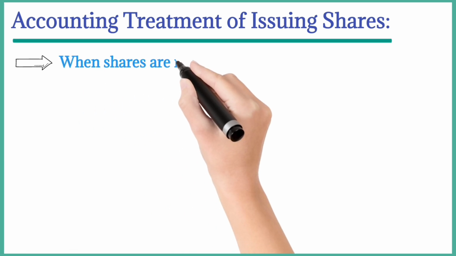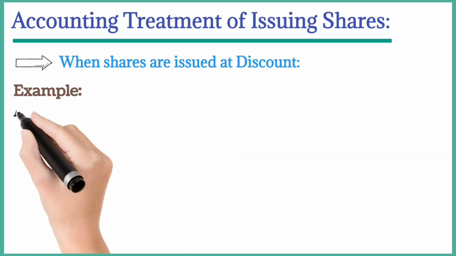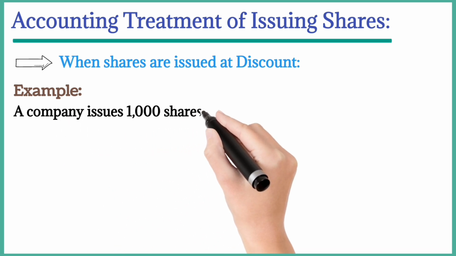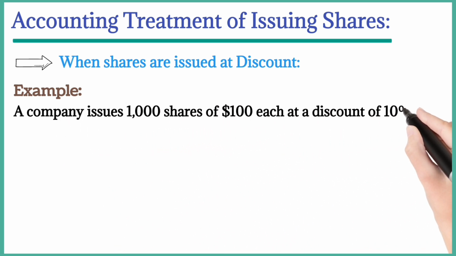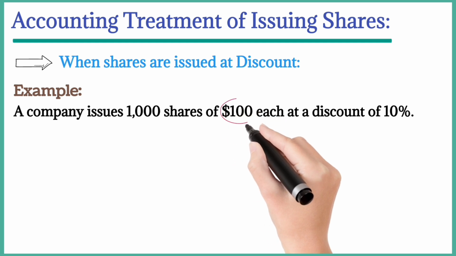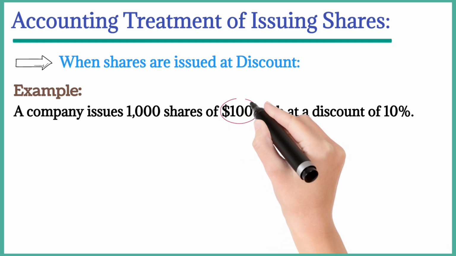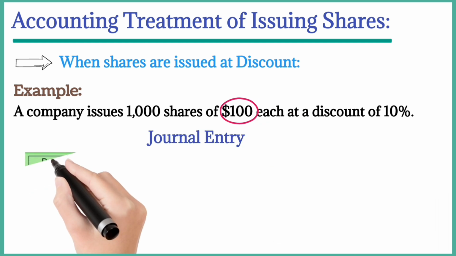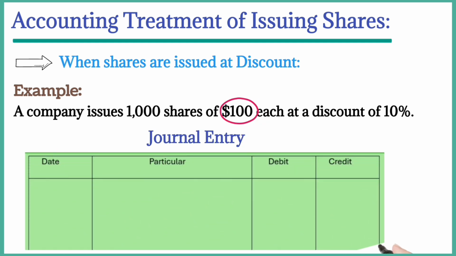When shares are issued at a discount. For example, a company issues 1,000 shares of $100 each at a discount of 10%. When a company issues shares at a discount, it means they're selling shares at a price lower than their face value. To account for this, the following journal entry is made.